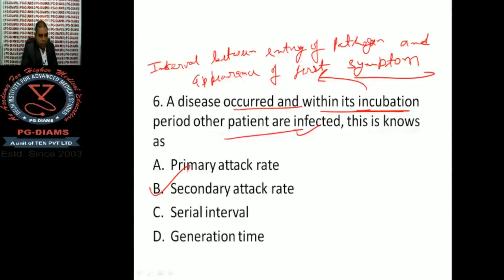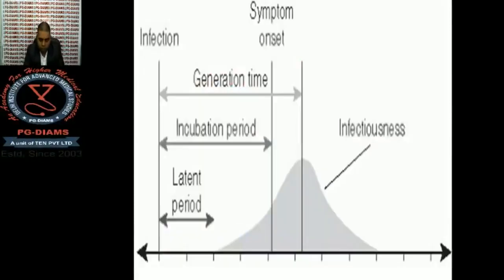Let's first understand the definition of serial interval and generation time. Here you can see this point, it says entry of infection. So what will be the incubation period? Entry of infection to appearance of first symptom. This is incubation period. What is latent period?